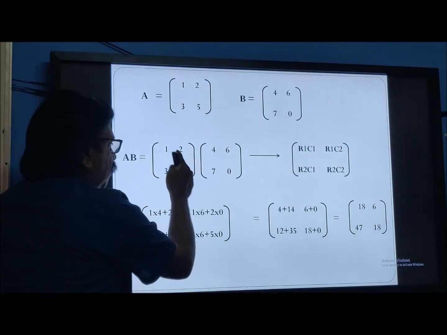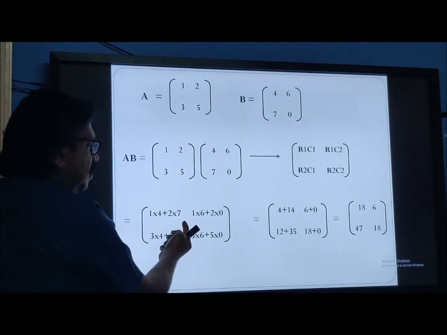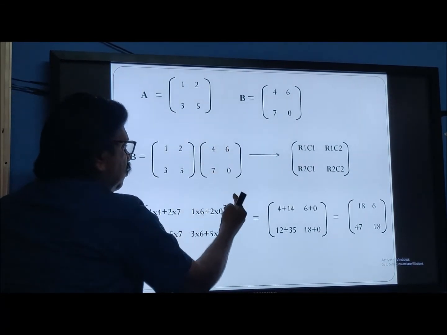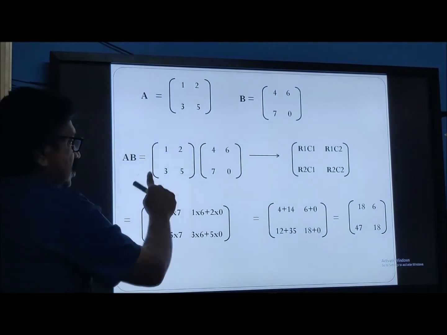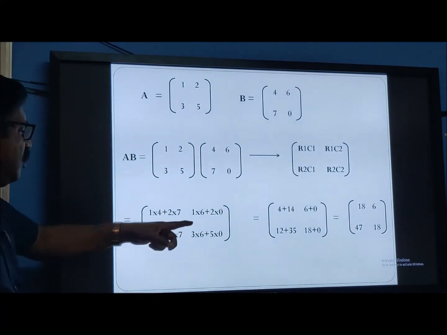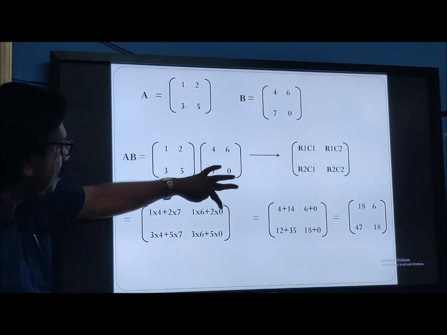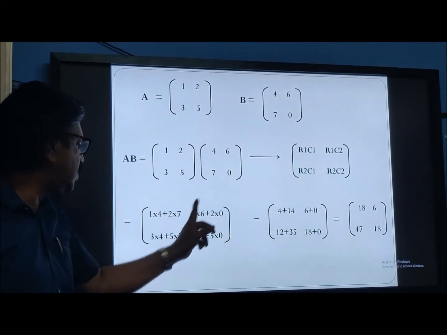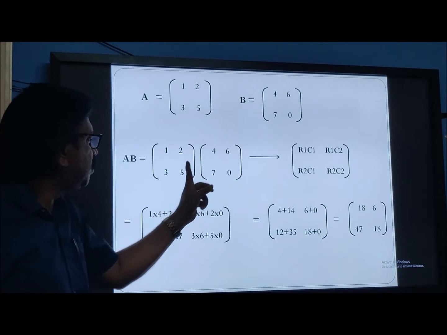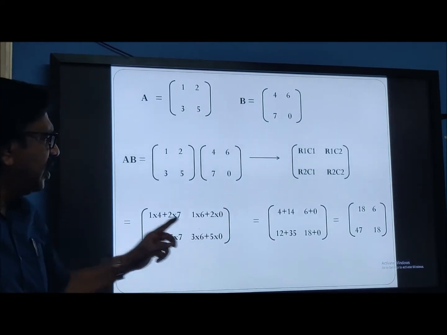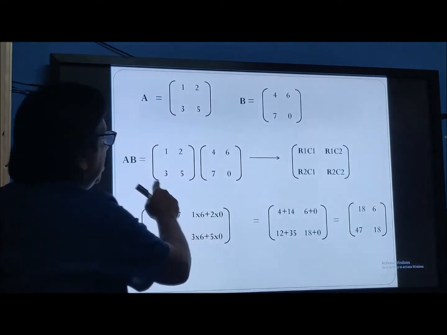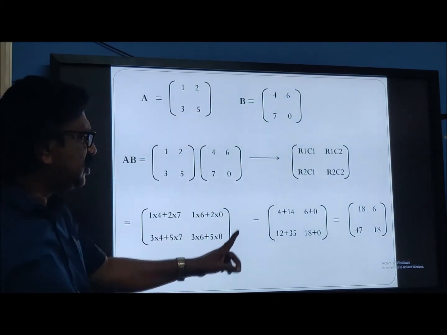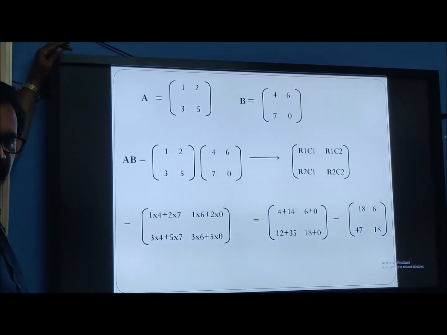First row, first column: 1 into 4 plus 2 into 7. Then first row, second column: 1 into 6, 2 into 0. Then the first row is over. Then we will take the second row. Second row into first column: 3 into 4 plus 5 into 7, and 3 into 6 plus 5 into 0. That is the normal addition. We can find the value of the product AB is 18, 6, 47, 18.